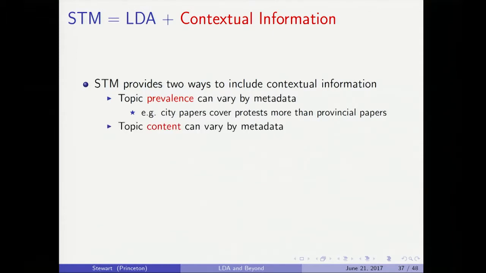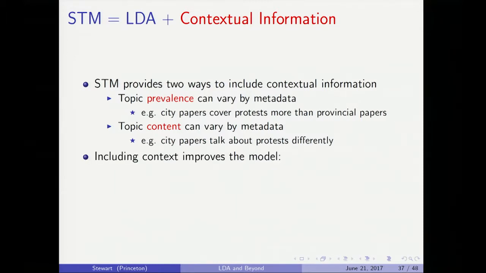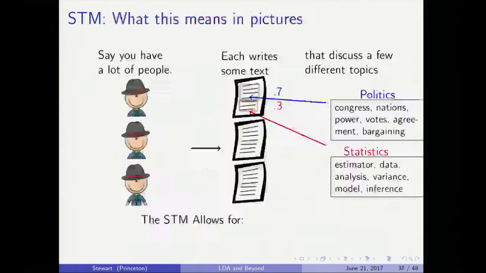And then there's topical content, which is that maybe those city papers talk about protests in a different way. They use a different language set. Maybe when men talk about an issue, they use a different set of words than women use. Maybe when Republicans talk about a certain issue, they talk differently than Democrats do. Including this context can help improve the model. It gives you a little bit more accurate estimation, and it often provides much better qualitative interpretability.